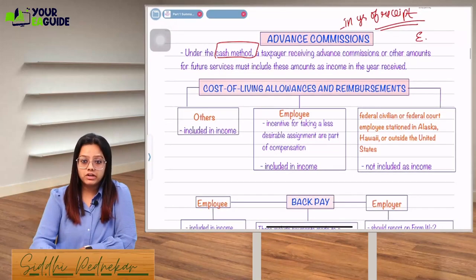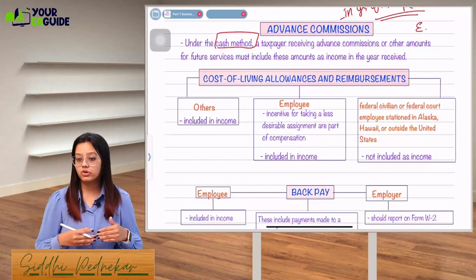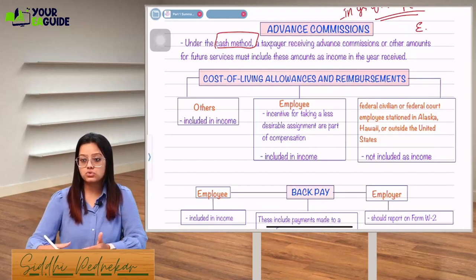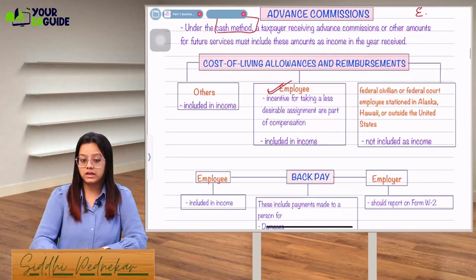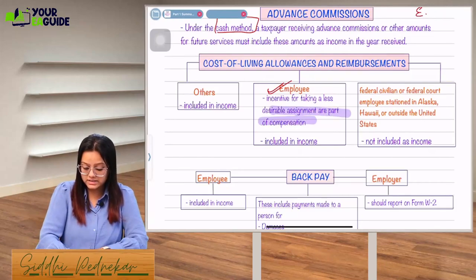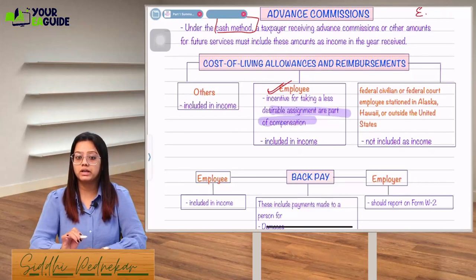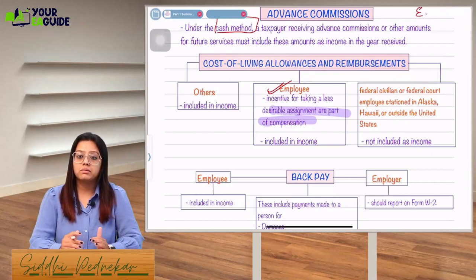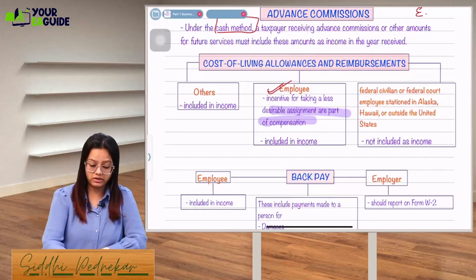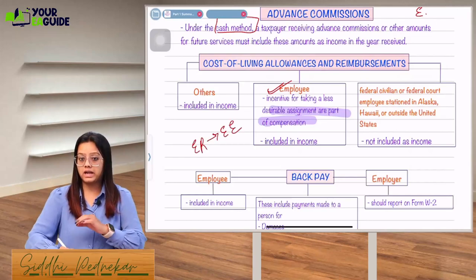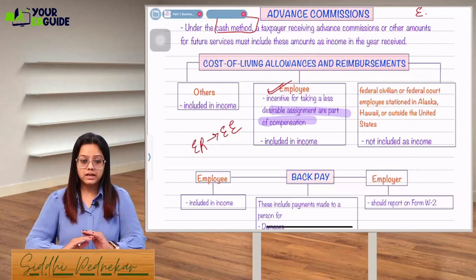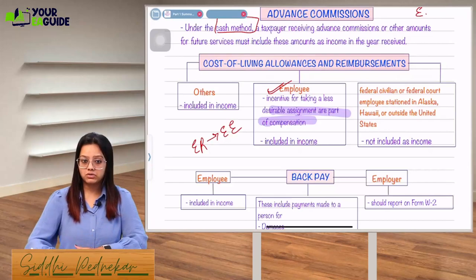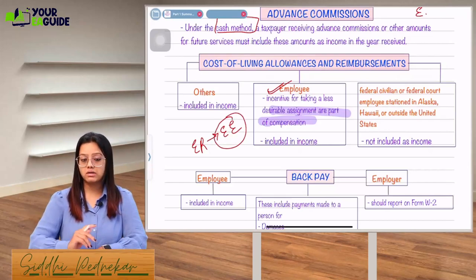Okay, cost of living allowance and reimbursement. It happens that the employer provides some cost of living allowance to their employees. If the incentive is for taking a less desirable assignment as part of compensation, it will be included in the income. Any other reimbursement provided by the employer, let's say a living expense or any other expense, will be included in the income. There is no exception. Any benefit which the employer provides to the employee will be included in the gross income of the employee.